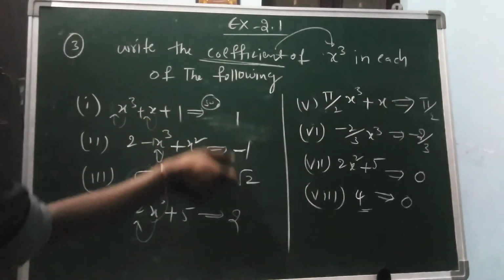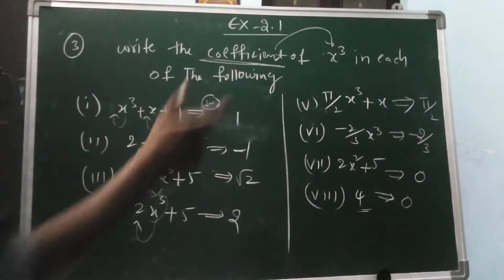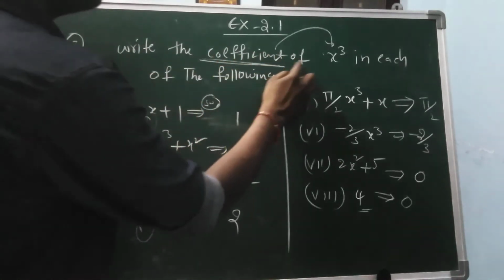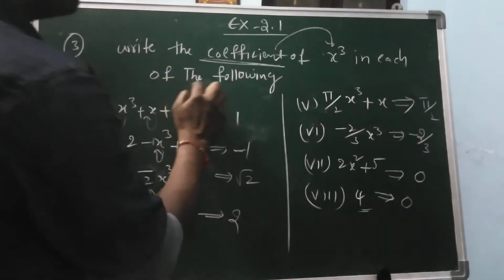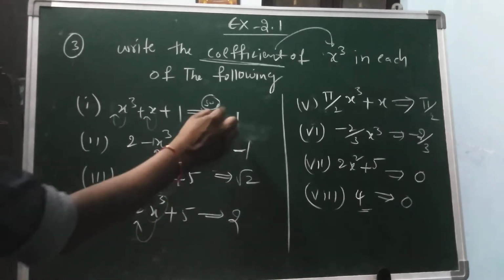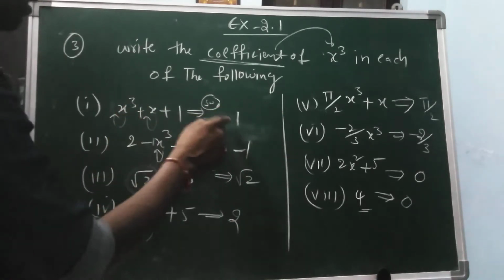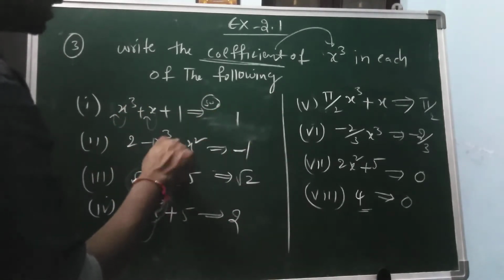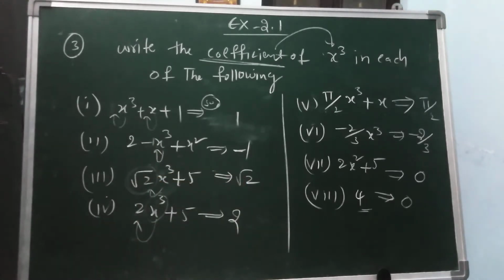Okay, it is asking only for a single term answer. So write the coefficient of x cube in each of the following. Write down like that: coefficient of x cube in this equation is 1, coefficient of x cube in this equation is minus 1. Write down like this sentence. Okay.